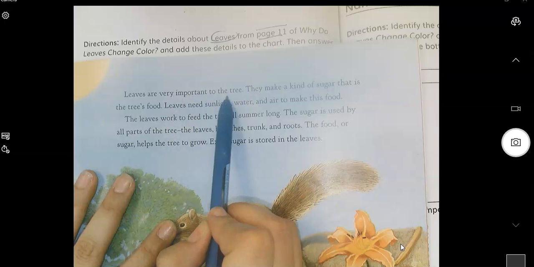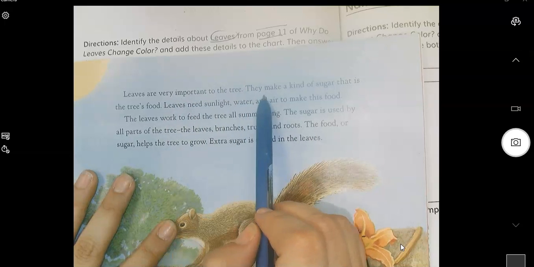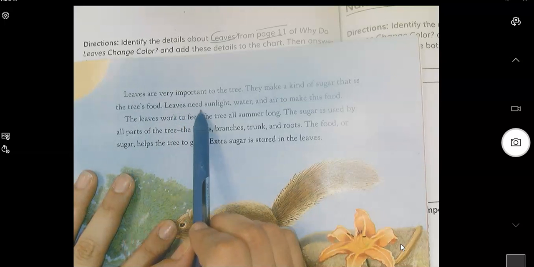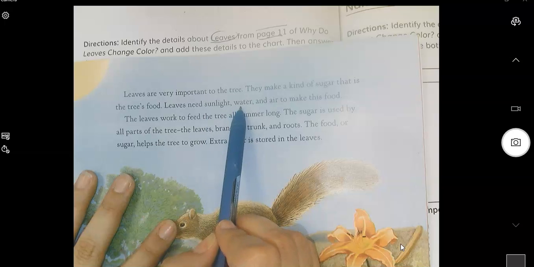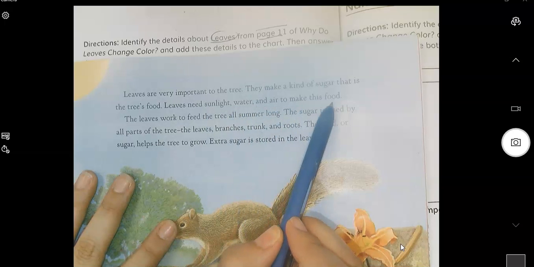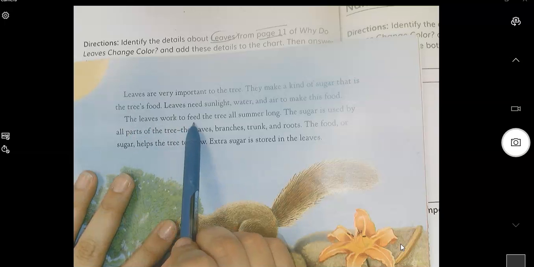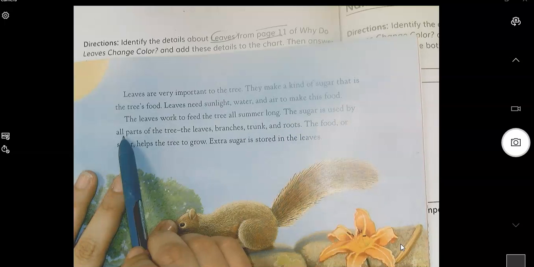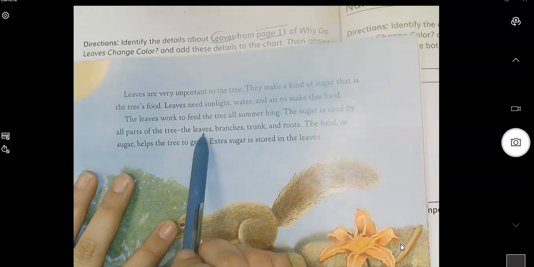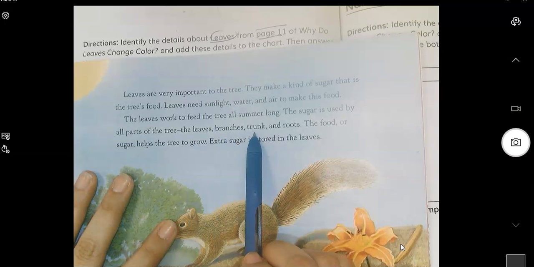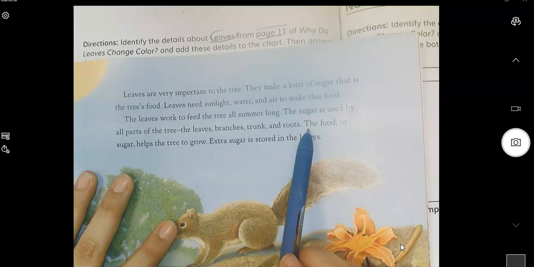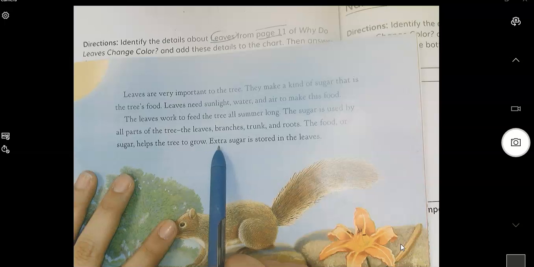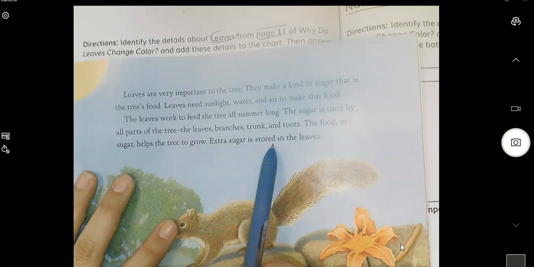Leaves are very important to the tree. They make a kind of sugar that is the tree's food. Leaves need sunlight, water, and air to make this food. The leaves work to feed the tree all summer long. The sugar is used by all parts of the tree: the leaves, branches, trunk, and roots. The food or sugar helps the tree to grow. Extra sugar is stored in the leaves.